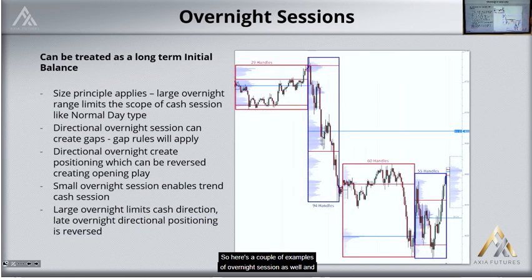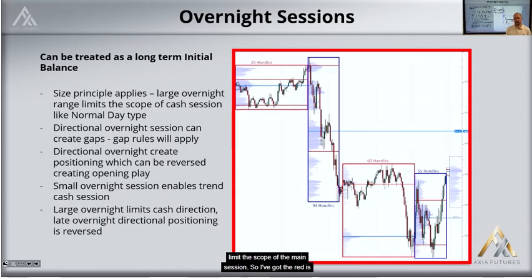So here's a couple of examples of overnight sessions as well, and also treating them essentially like an initial balance. The same size principle applies. Large overnight sessions are going to limit the scope of the main session. So I've got the red is the overnight session, blue is the main cash session. This is an S&P example. The 29 handles, 94 handle cash session. 60 handle overnight session, 55 handle cash session.